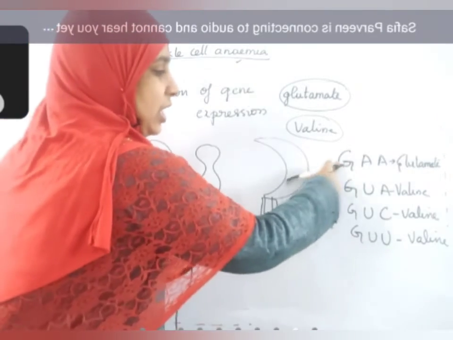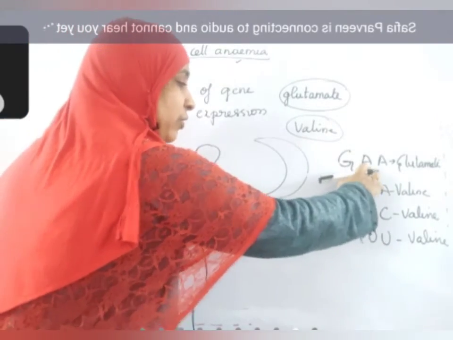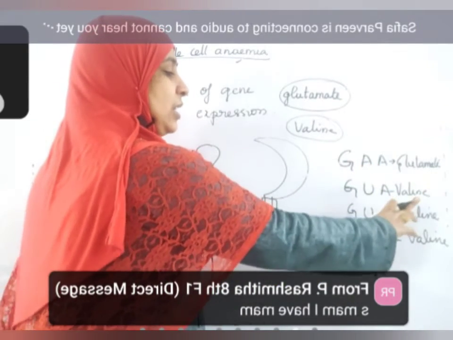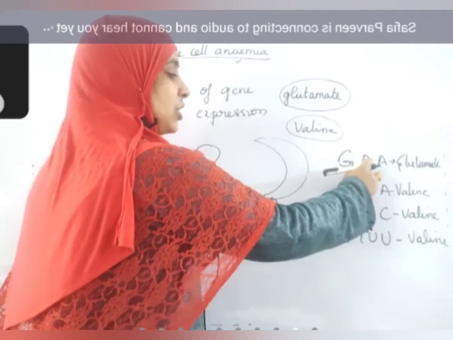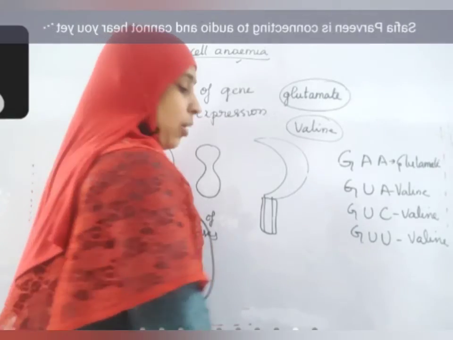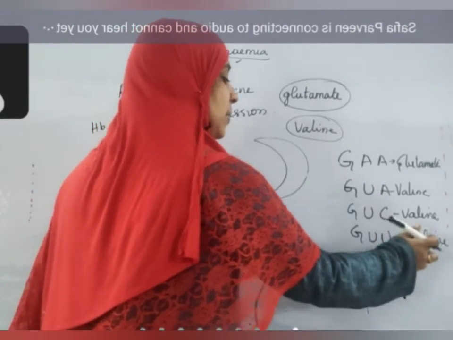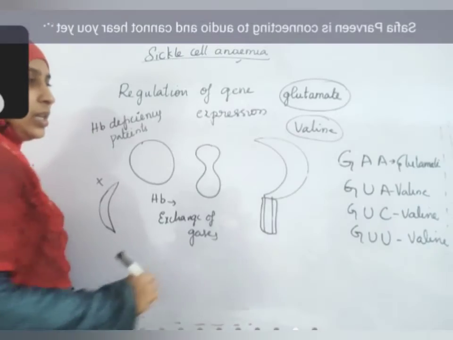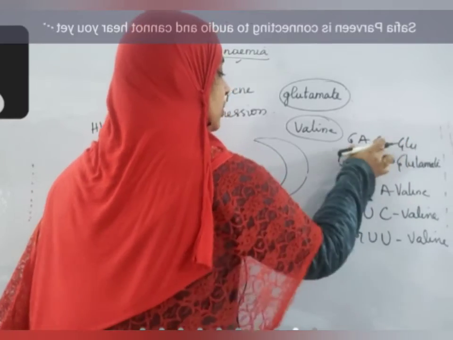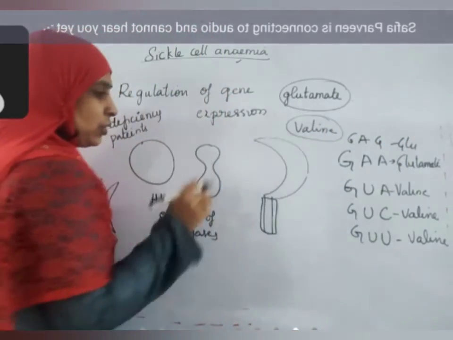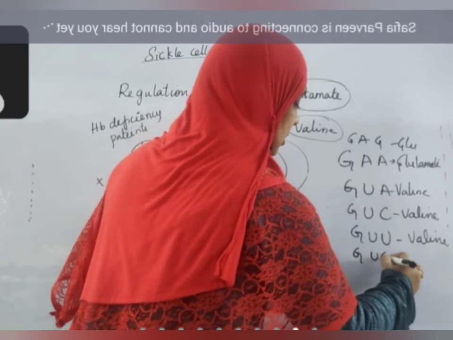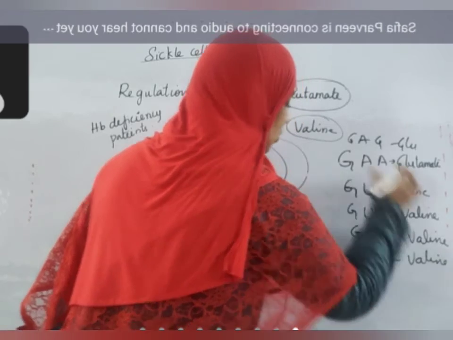For GAA it is glutamate. If instead of A here U is forming, that is, instead of adenine, if uracil is binding, it leads to valine. Instead of one letter change, if these two adenines are not binding and uracil and cytosine are binding, valine will form. Or if uracil and uracil are binding, valine only will form. Instead of GAG, which is also glutamate, if GUG is formed, this is also valine. So it is a very light difference, not a big difference.